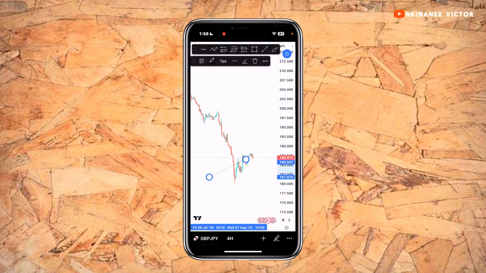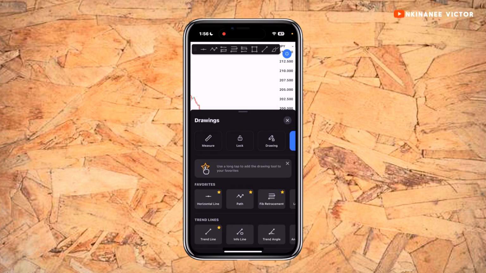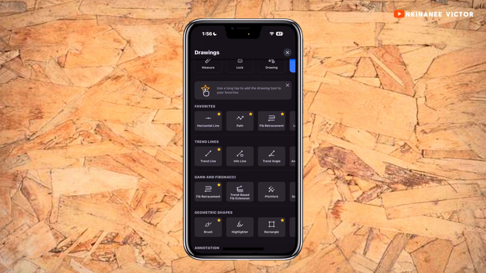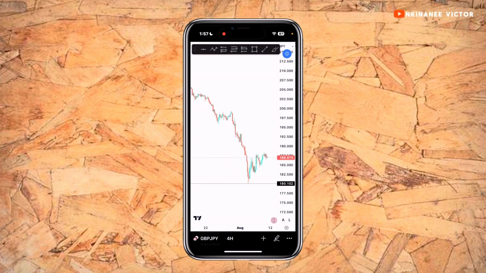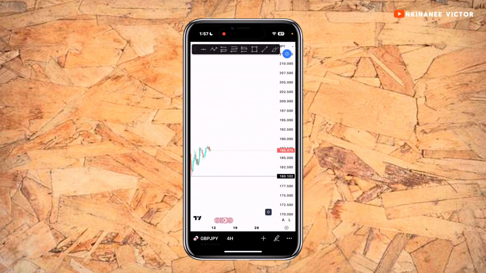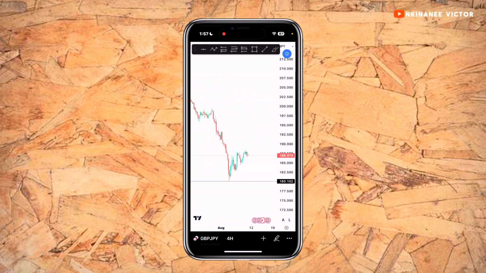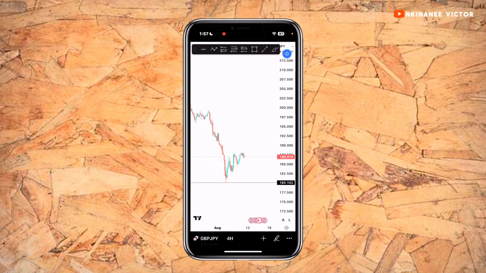Then the next on the list is the horizontal line. Click on that pencil icon again. Then under trend line, you scroll to the right, you see horizontal line. You click on it. Horizontal line, we all know vertical and horizontal line is like a straight line and it's very, very long. You can see here, and it's used mainly to mark out areas like support and resistance areas. So let's clear that.